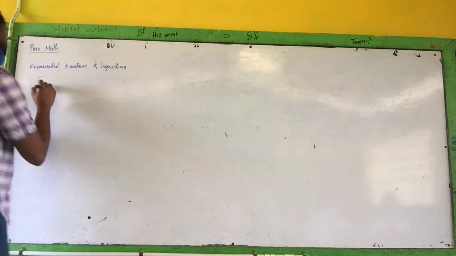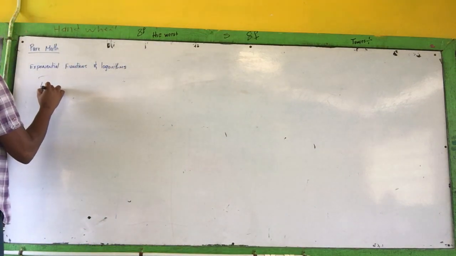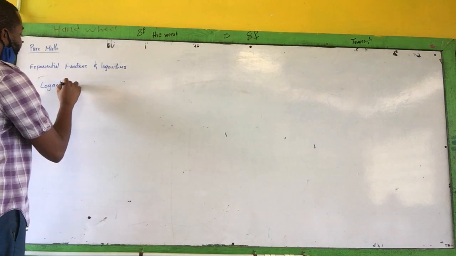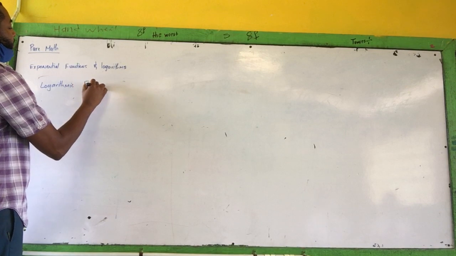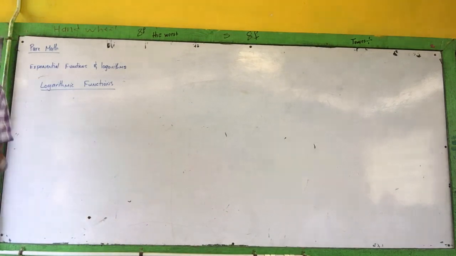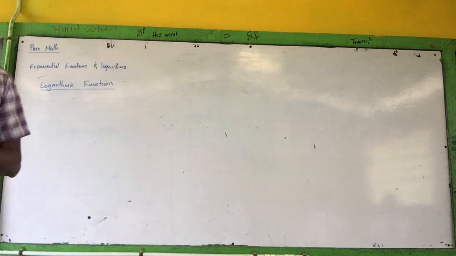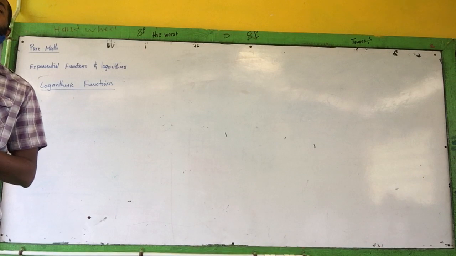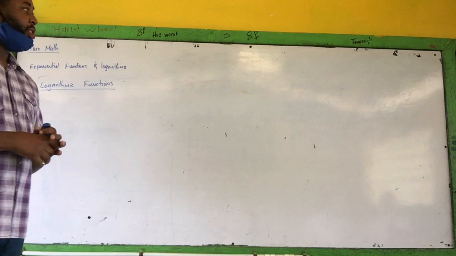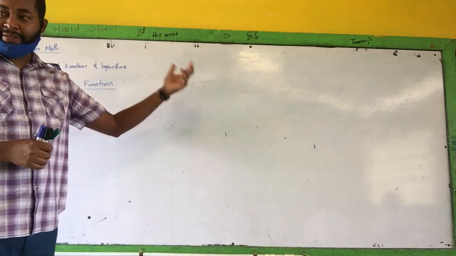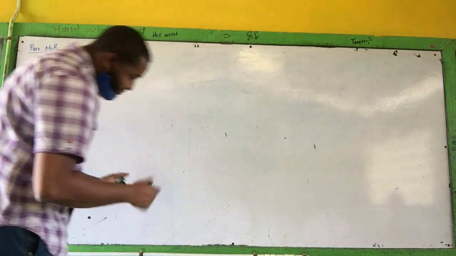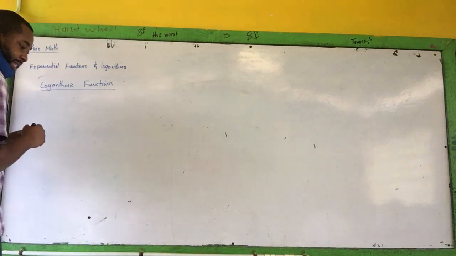Logarithmic function. The log really is typically the inverse of an exponential function, alright? So if the base can vary in an exponential function, the base can vary in a log function, alright? So a log function generally looks like this.